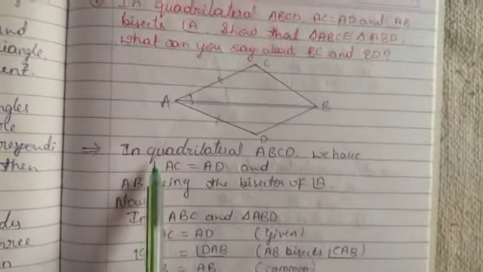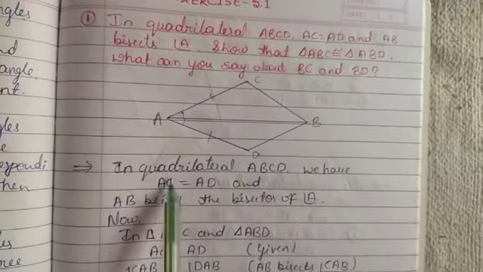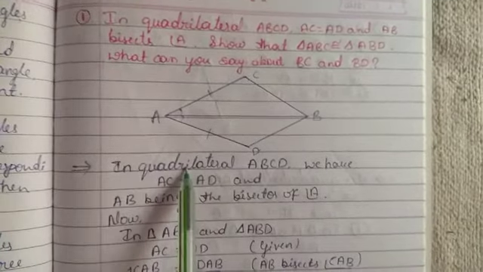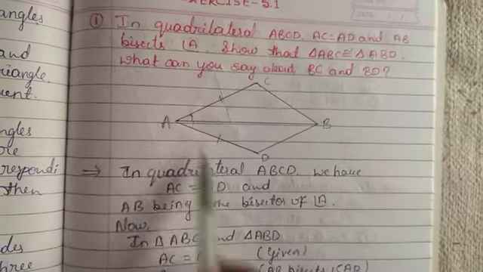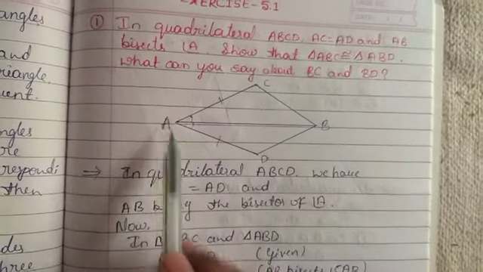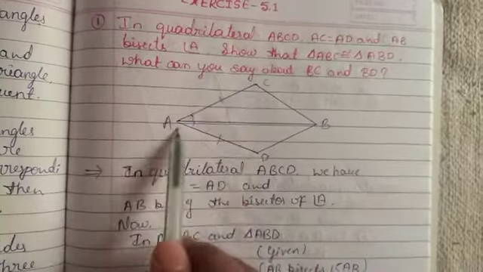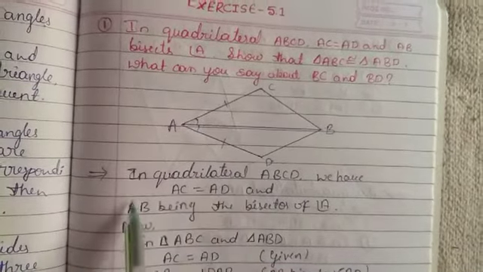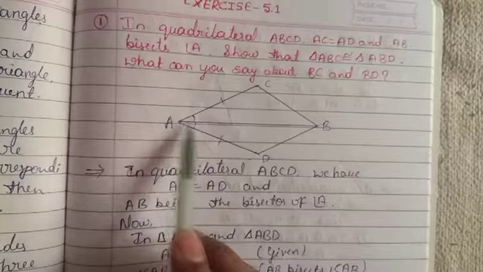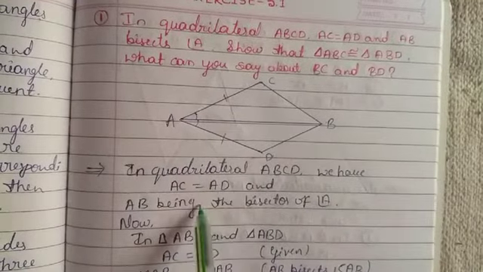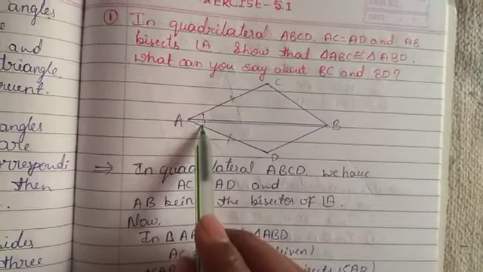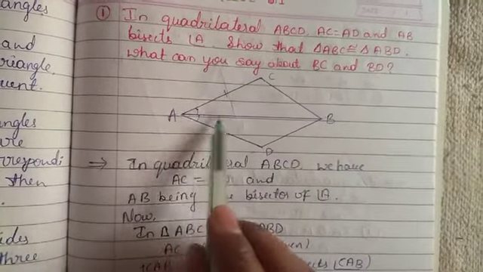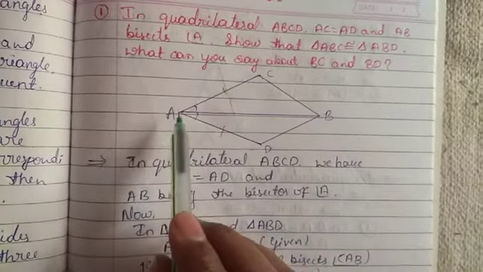Okay, so let's see how to solve. First, take the given things. What is given in quadrilateral ABCD? In this, AC is equal to AD. Okay, this AC is equal to AD. They have given that AB, this line A to B, is the bisector of angle A, meaning these two angles are equal, because this is our bisector line of the angle A.